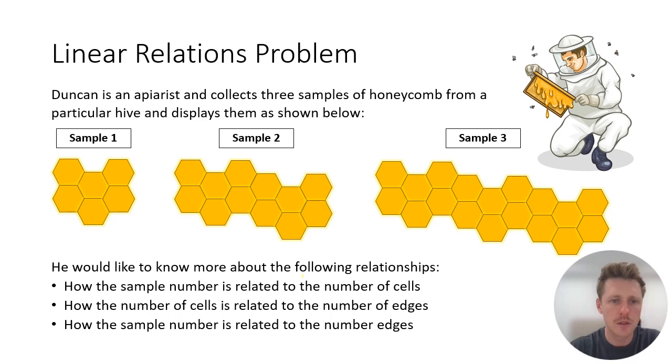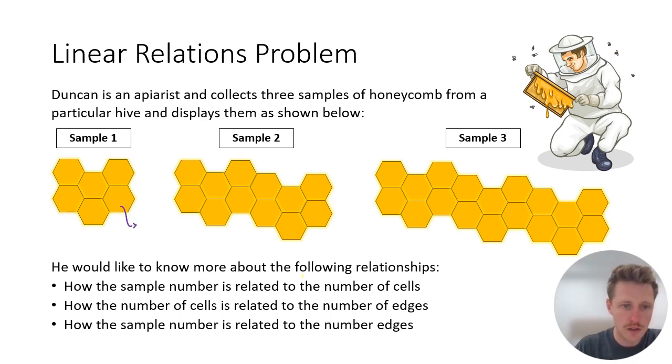Duncan is an apiarist and collects 3 samples of honeycomb from a particular hive and displays them as shown below. Sample 1, sample 2, and sample 3 are shown there. He'd like to know more about the following relationships: how the sample number is related to the number of cells, how the number of cells is related to the number of edges, and how the sample number is related to the number of edges. So there's a bit of terminology we need to get our heads around.